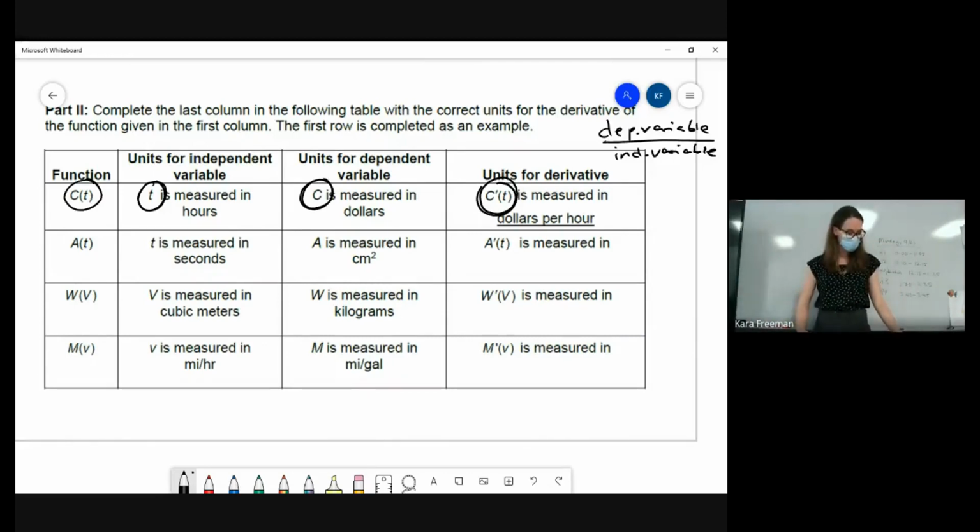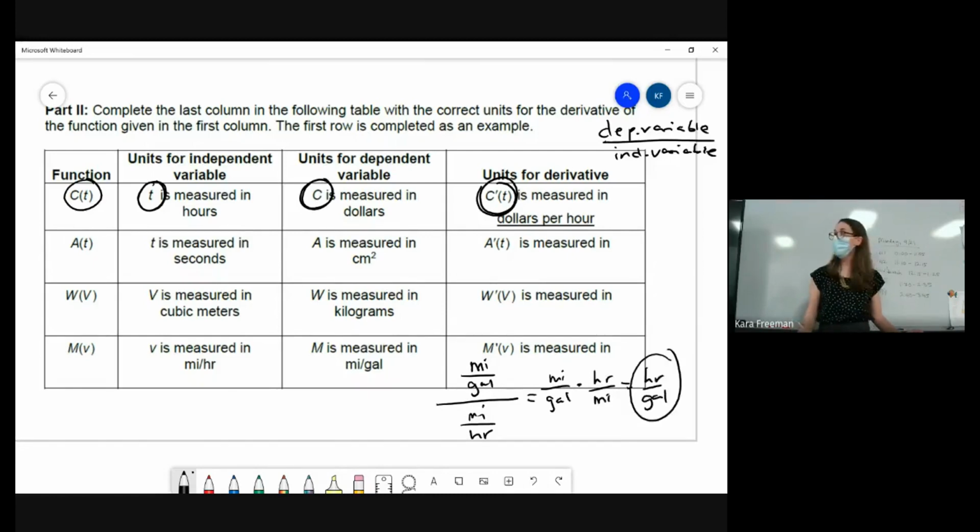And you can simplify the fourth one. Would it just be gallons per hour? So yeah, we have miles per gallon over miles per hour for that last one. If you multiply by the reciprocal, hours per mile, it'd be hours per gallon, right? Everybody good with that? Yeah, it ended up being hours per gallon.